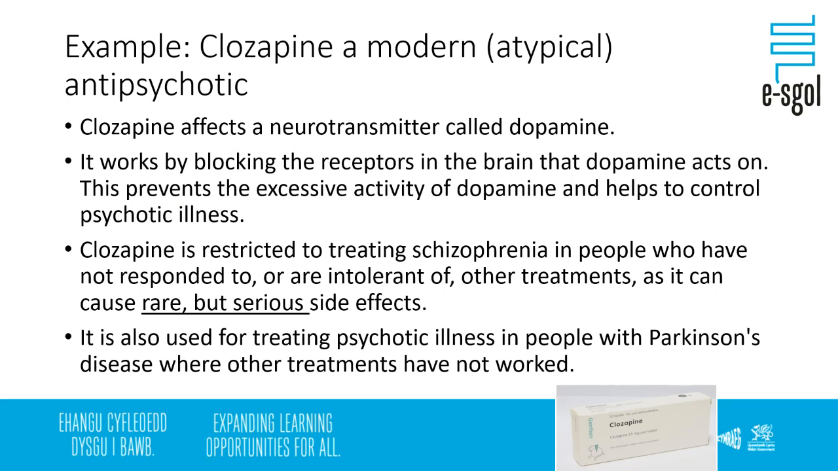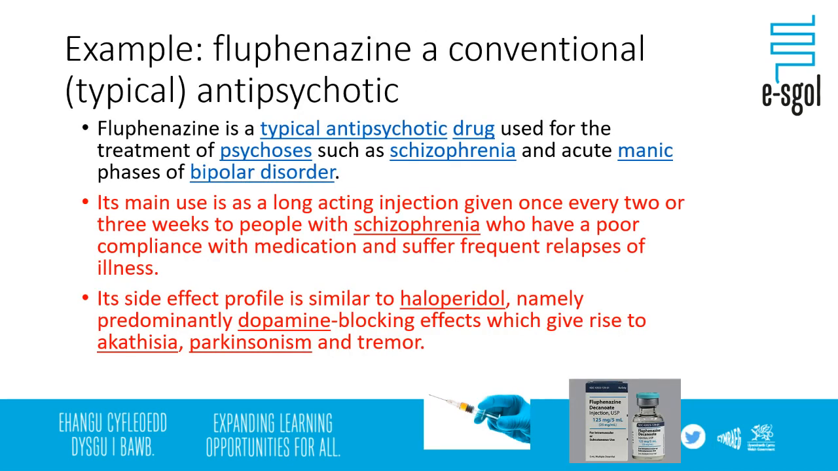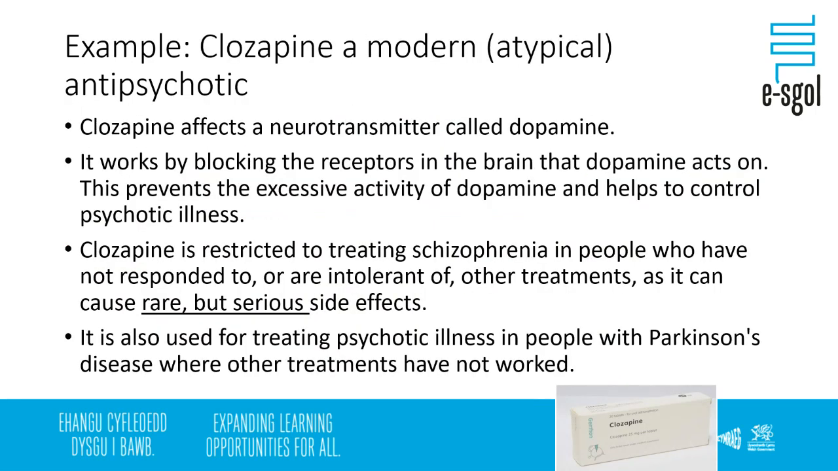Clozapine is your atypical, and it affects the neurotransmitter dopamine. Perfect, that's what we want. And it works by blocking the receptors in the brain that dopamine acts on. It prevents the excessive activity of dopamine and helps to control psychotic illness. So unlike fluphenazine, which is that idea of a neuroleptic, this one tries to block the receptors so that it cannot even receive dopamine in the brain.